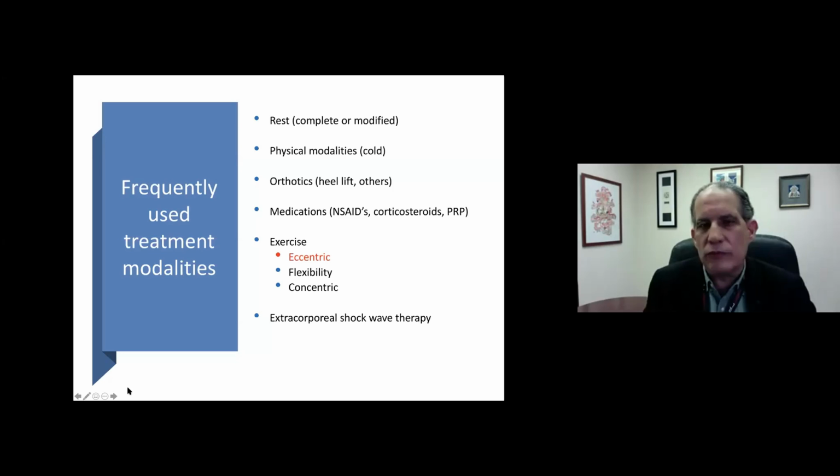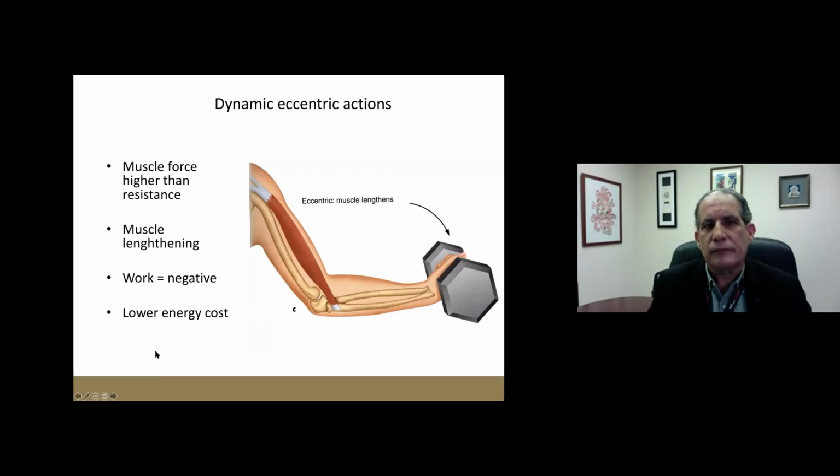So let me review with you some of these modalities and essentially address the question of where are we with evidence? Do we have evidence to support some of these interventions? Okay, the eccentric actions, as you well know, are very well supported by the literature.